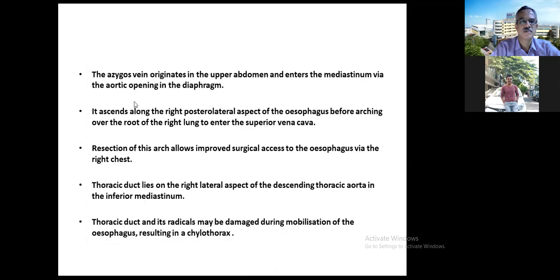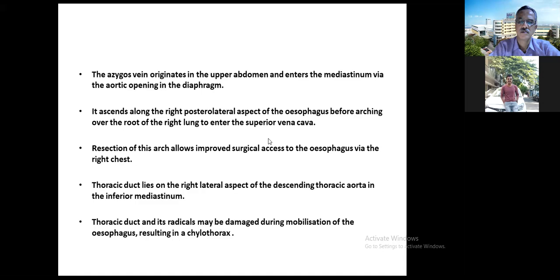And posteriorly, we can appreciate the azygos vein, which originates from the upper abdomen and enters the mediastinum via the aortic opening in the diaphragm. It ascends on the right posterolateral aspect of the esophagus before arching over the right lung to enter the superior vena cava.